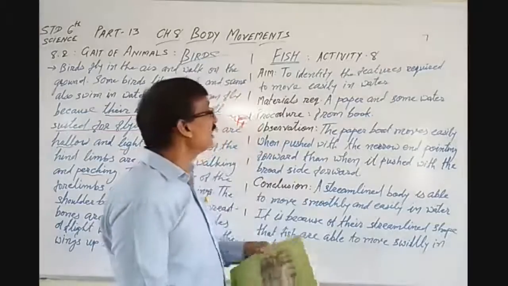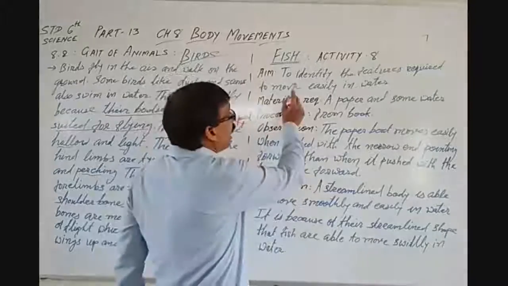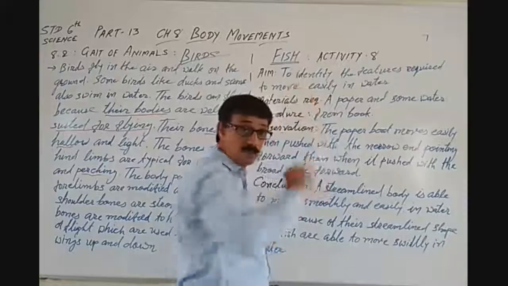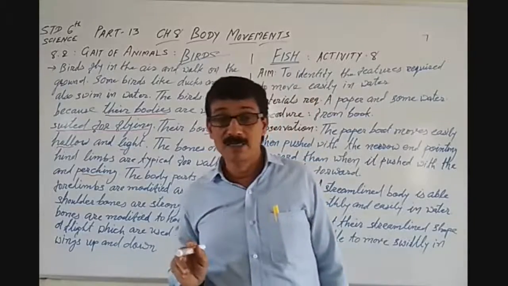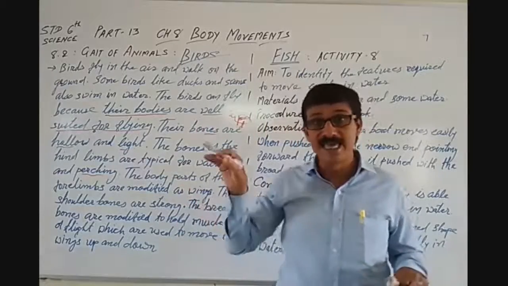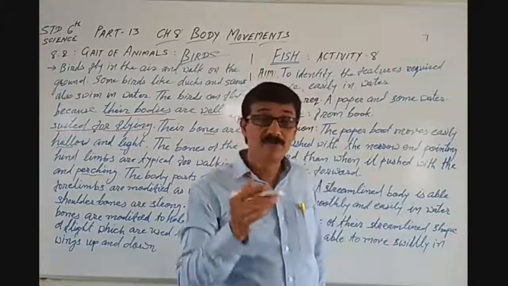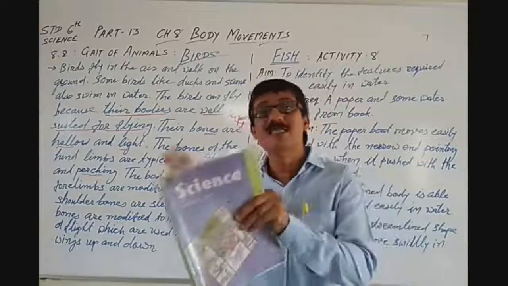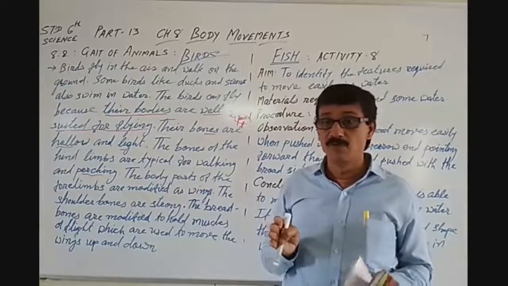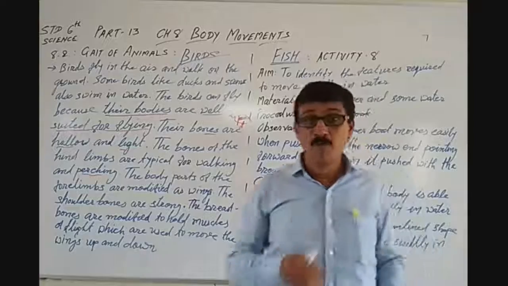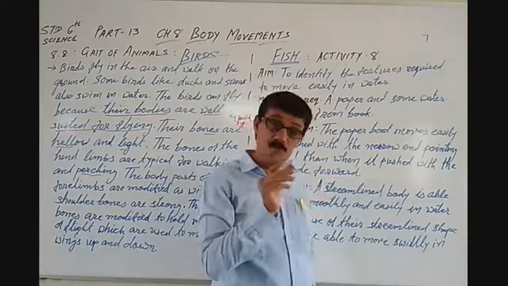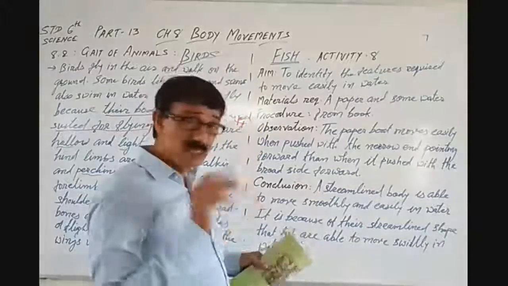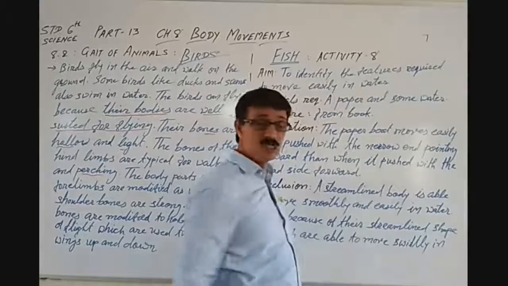And what is the aim of this activity? To identify the features required to move easily in water. Generally, birds have to fly in the air. Now here we will discuss fishes, which live in the water. So how to move easily in the water, that is what we will try to understand. For that this activity is there. The materials required for this activity are a paper and some water.